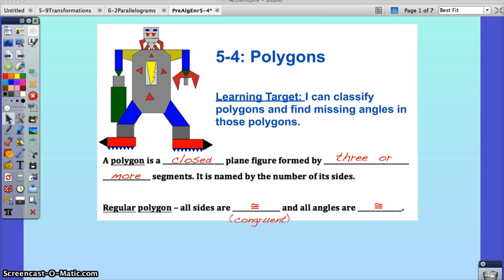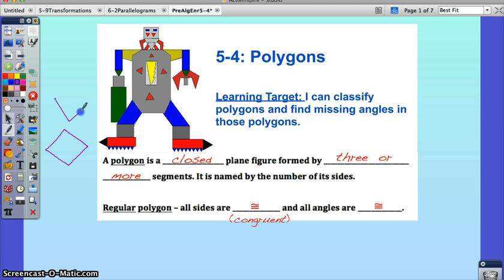A polygon is a closed plane figure formed by 3 or more segments, and it is named by the number of sides. So it must be closed. If you have an open figure, it would not be a polygon. Something like this would not be a polygon. But as soon as I close it off, if it's formed by segments, which must be straight, and 3 or more of them, then it is a polygon.